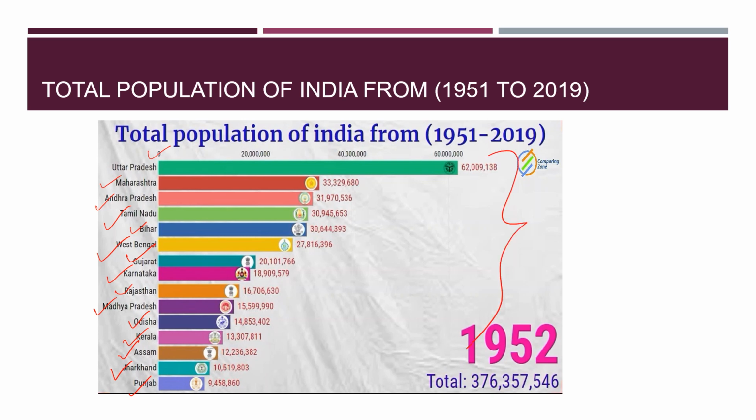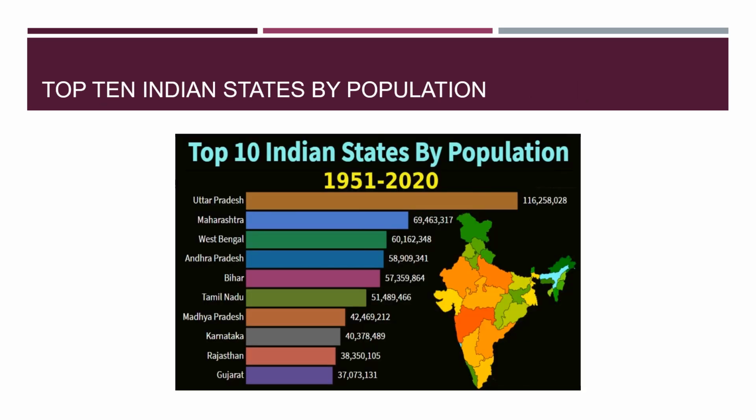Okay, and now comes the next one. These are the top 10 Indian states by population. The highest population is Uttar Pradesh, then Maharashtra, third is West Bengal, then Andhra Pradesh, fourth, Bihar is fifth, Tamil Nadu sixth, seventh is Madhya Pradesh, eighth is Karnataka, ninth is Rajasthan and 10th is Gujarat. So this is from higher to lower order. We can see the top 10 Indian states by population. This is also as per the data of 1951 to 2020.